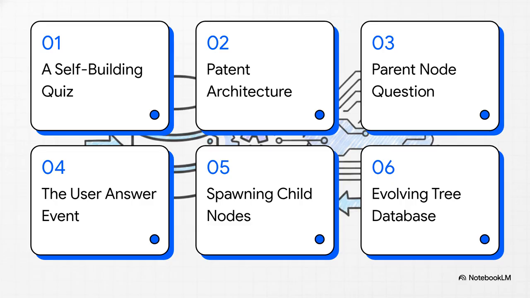We'll kick things off with the self-building quiz, look at the core patent architecture, dive into the parent node, the user answer event, how it spawns child script nodes, and finally, we'll wrap up with the evolving tree database. Let's get right into it.